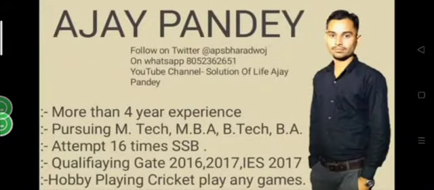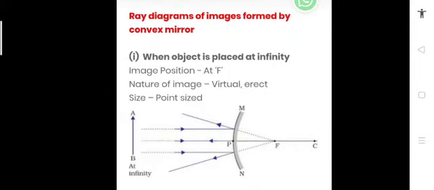Welcome back to the next part of the revision class of physics, and that is ray diagrams of convex mirror. Ray diagrams of images formed by a convex mirror. There are only two cases for the convex mirror, and for the concave mirror there are six cases. The first case is when the object is placed at infinity.